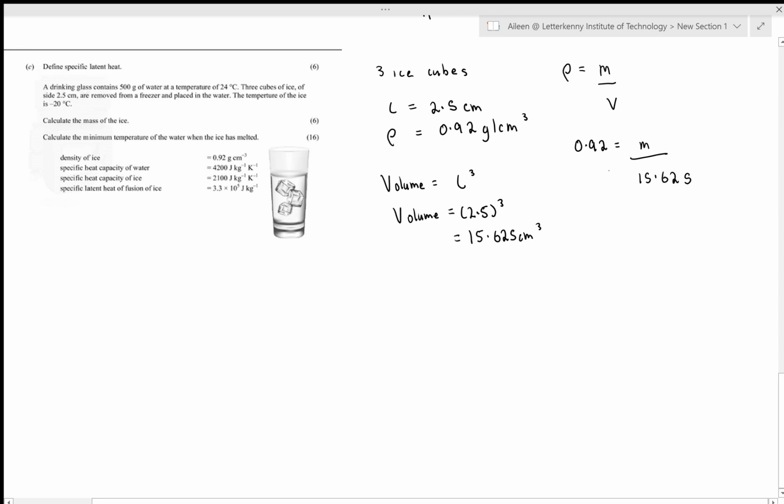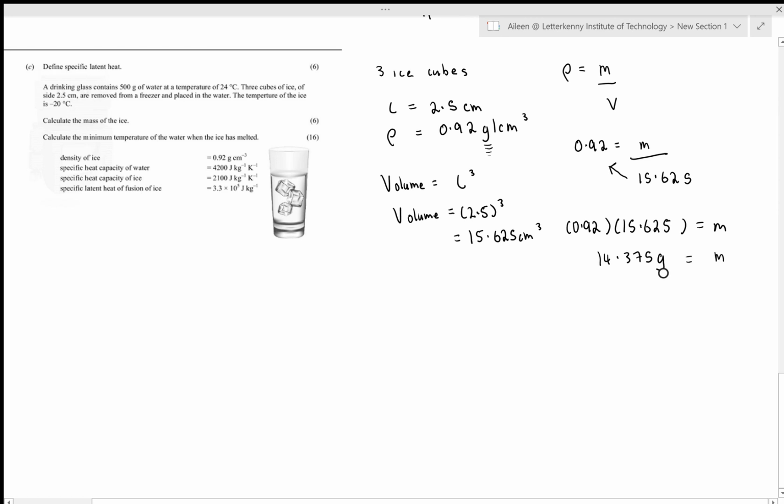I want to find my mass, so I cross multiply. This gives me 0.92 times 15.625 is equal to my mass. So my mass of 1 cube is equal to 14.375 grams. So note I am measuring it in grams as my density is in grams.